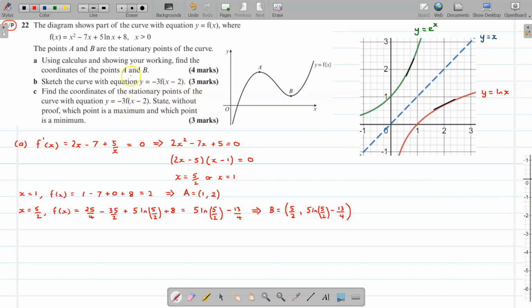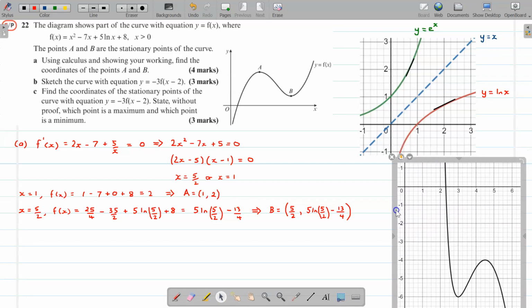And basically you've taken the original function, you've translated it 2 places to the right, and you've reflected it in the x-axis and multiplied everything by 3. In other words, the points A and B are 3 times further away from the x-axis, but on the other side because of the minus 3. So basically it's this, and I'll bring this in and we can have a look. Here it is. So it's like this.